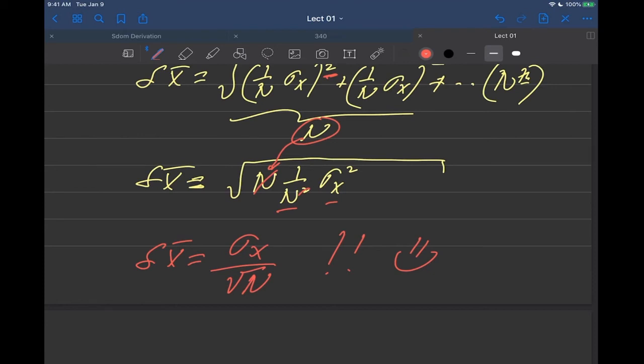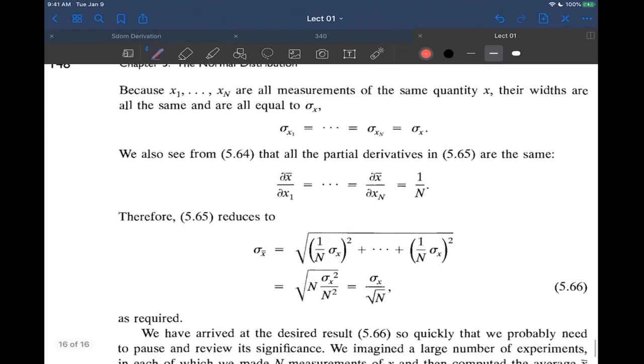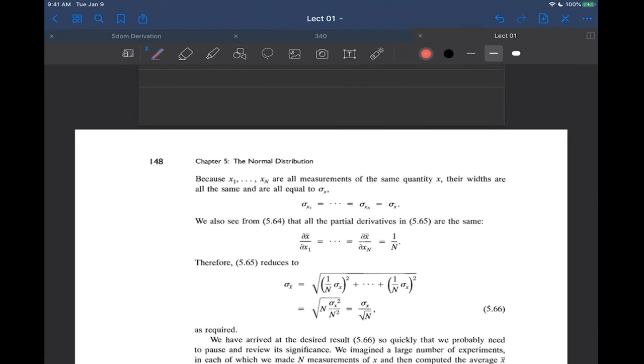The uncertainty in our average is the standard deviation of the numbers divided by the square root of n. So now we are justified in writing the result as x bar plus or minus the standard deviation divided by the square root of n. All of this comes from propagation of error. I will close this video with a little bit of reading out of your book once again. Here it is, from page 148.